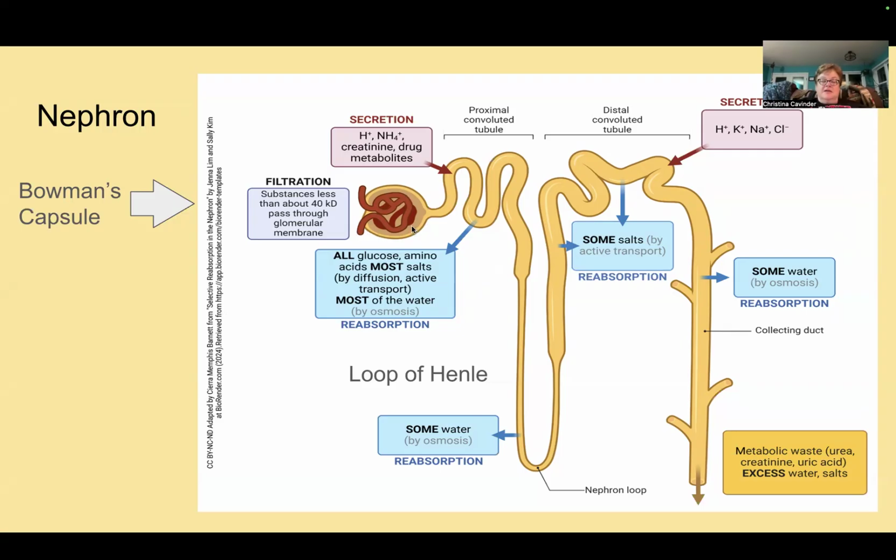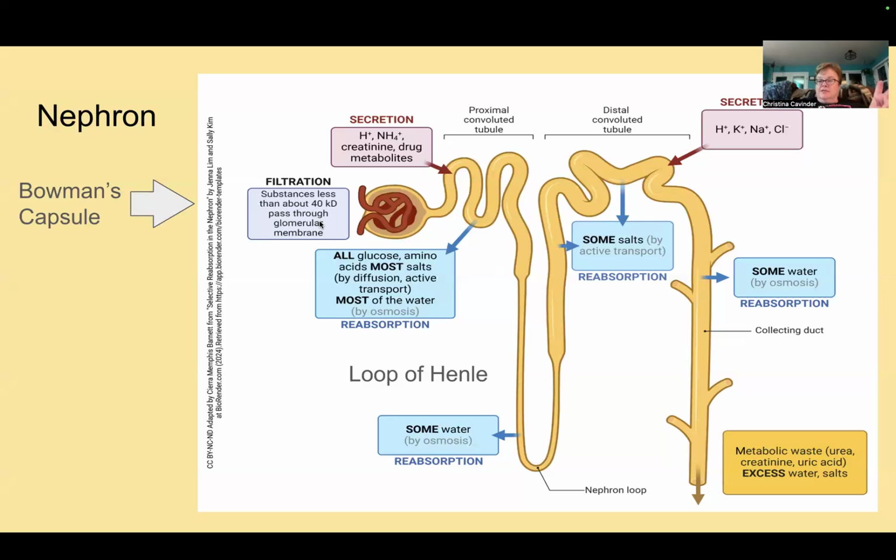Glomerulus is blood vessels, like capillary blood vessels that come into the Bowman capsule, and certain substances and water are released. So substances that are less than 40 kilodaltons pass through the glomerulus. You don't need to know that number. All you need to know is that they have to be a certain size to pass through.